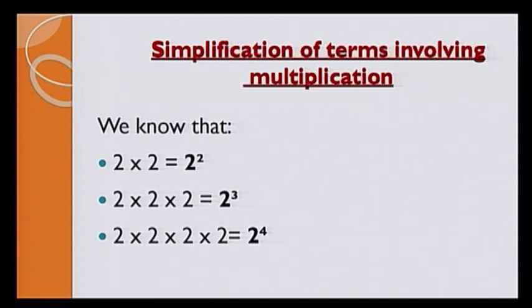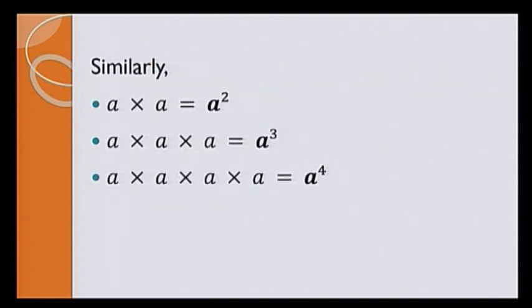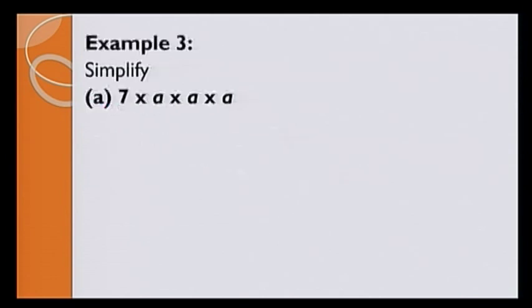Similarly, we can apply this to algebra. A multiplied by A will give A square. A multiplied by A multiplied by A will give us A to the power of 3. A multiplied by A multiplied by A multiplied by A will give us A to the power of 4. Now, using this, we are going to carry out example 3.